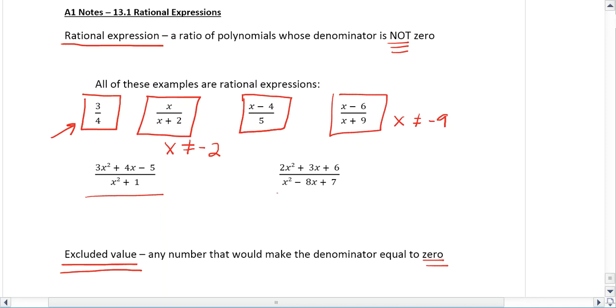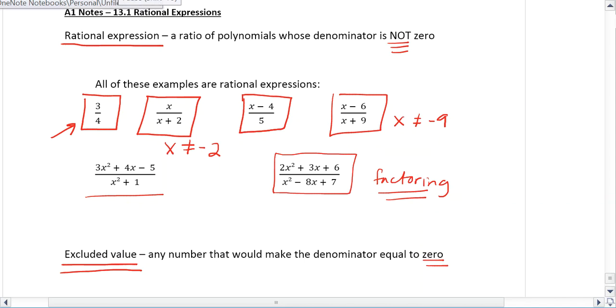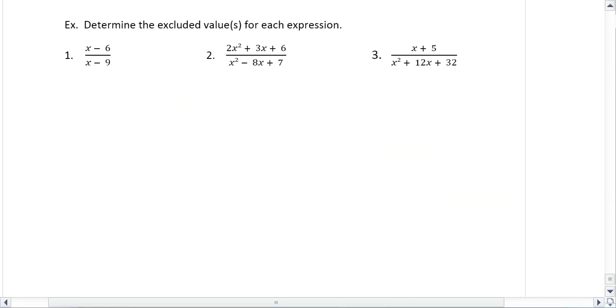And to find the excluded values in this one is going to take a little work, and it's going to involve factoring. So I hope all your skills from chapter 10, I believe, was factoring. I hope those skills are ready to go because we're going to do a ton of factoring in chapter 13. These first three examples just ask us to determine the excluded value or values for each expression, because sometimes there's more than one excluded value.